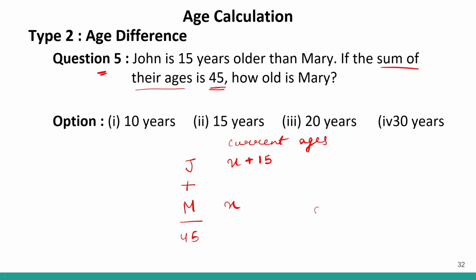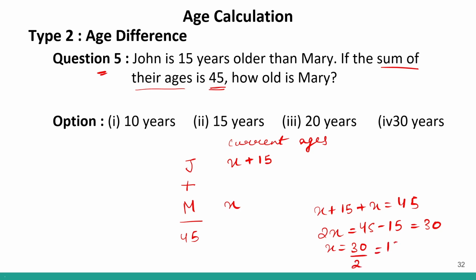So I can say x plus 15 plus x equals 45. From this equation I can find the value of x. X plus x will be 2x. And if I take 15 over here, it will be 45 minus 15, which is equal to 30. Clear? X will be how much? 30 divided by 2, which is equal to 15. So the value of x is 15.